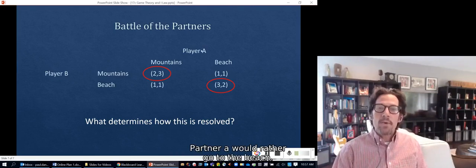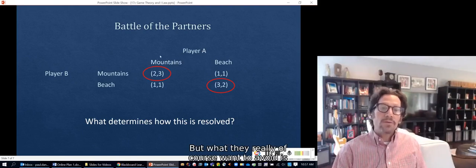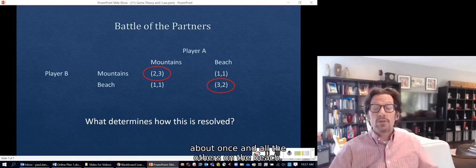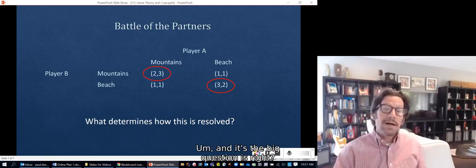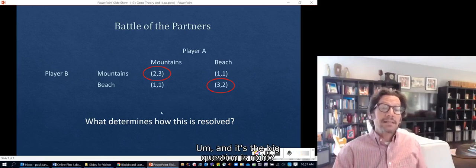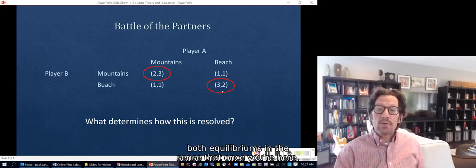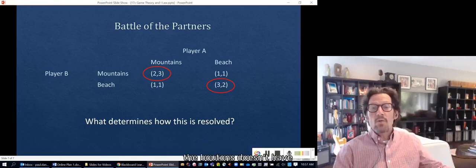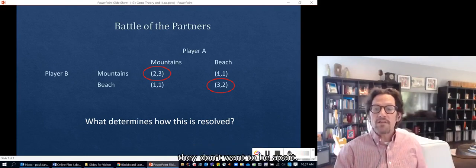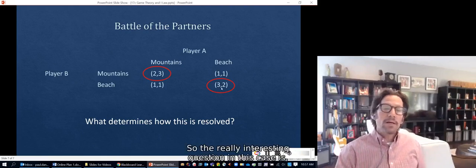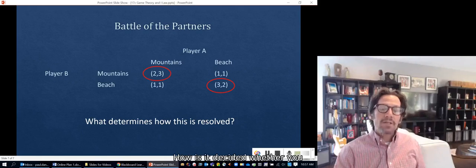Partner A would rather go to the beach. Partner B would rather go to the mountains. But what they really, of course, want to avoid is a situation where one of them is at the mountains while the other's on the beach. These are both equilibriums in the sense that once you're at the beach, even the person who wanted to be at the mountains doesn't have an incentive to leave because, again, they don't want to be apart. So the really interesting question in this case is, how does this get resolved? How is it decided whether you go to the mountains or the beach?